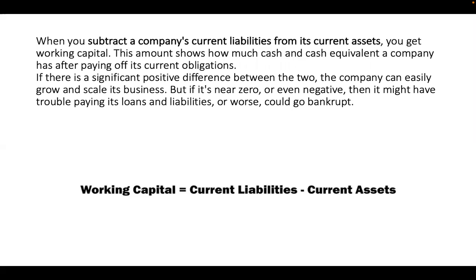Now next is working capital. Working capital is equal to simply current assets minus current liabilities. So when you subtract a company's current liabilities from its current assets, you get working capital. तो current liabilities जो हमको पे करनी है उनको अगर हम माइनस कर देंगे उन assets से जो हमारे पास मौजूद है, तो हमको वर्किंग कैपिटल मिल जाएगी.